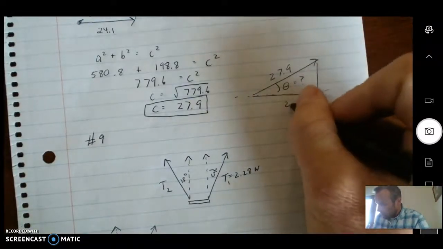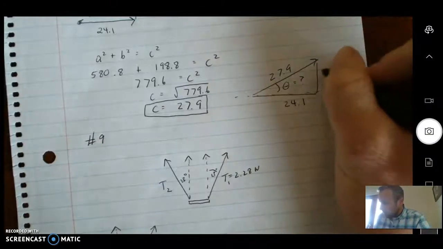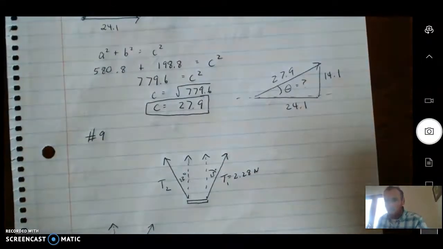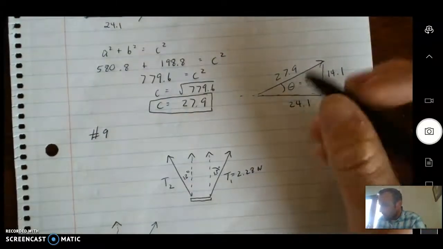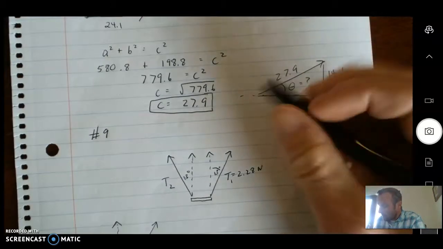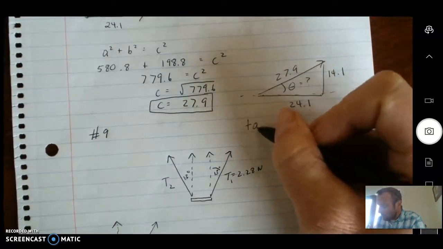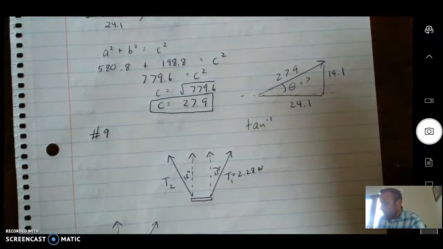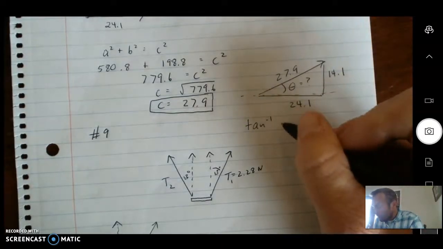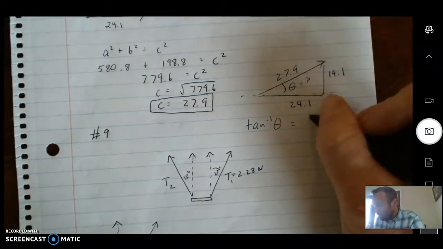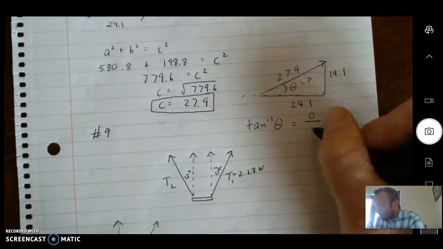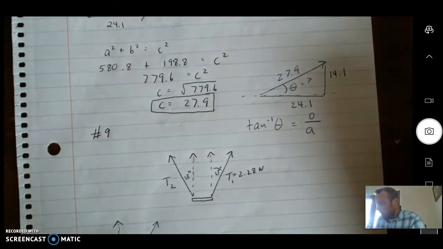So we knew this leg was 24.1, this leg was 14.1, and now we're going to use a inverse tangent function. So we're going to say tangent to the negative first of the angle of interest, theta, is going to equal the opposite divided by the adjacent legs of the triangle. So some of you might call that arctangent.